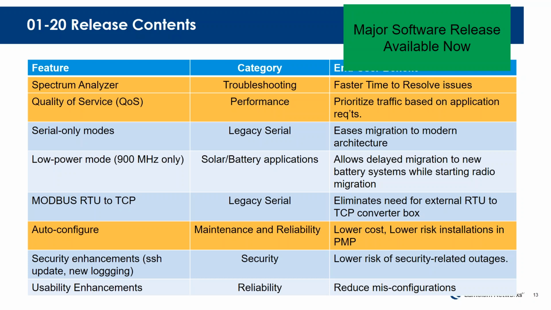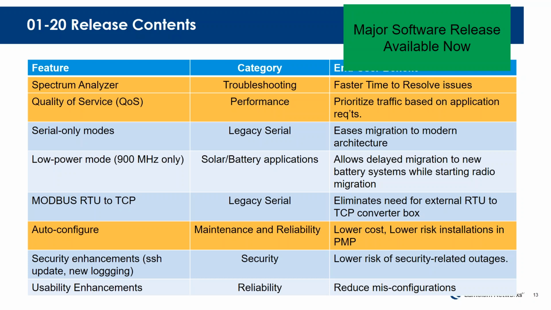We've also added some serial only modes. So in particular cases where you're doing serial only communications, you can put the radios into some serial only modes that make this system work even more efficiently when you're not having to mix Ethernet traffic into the network. And this can be useful for those migration scenarios. We have a low power mode at 900 megahertz, so you can put the radio into a lower power mode.